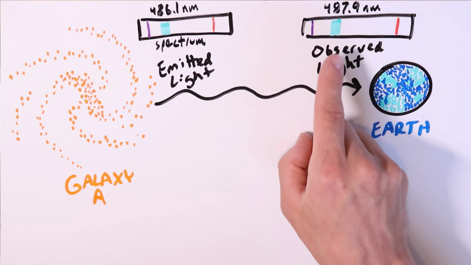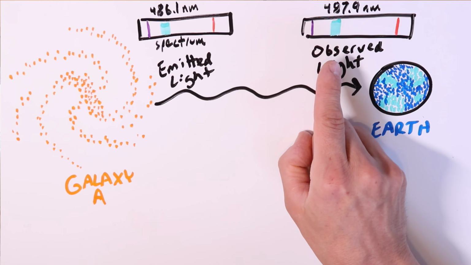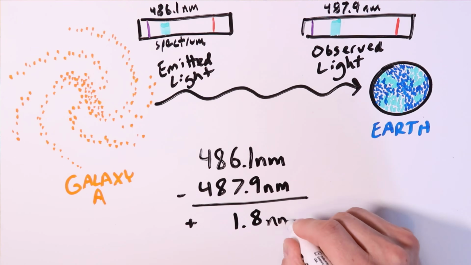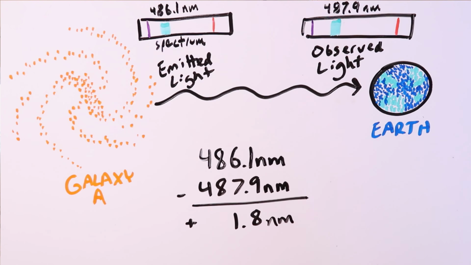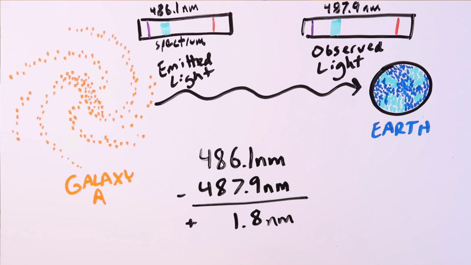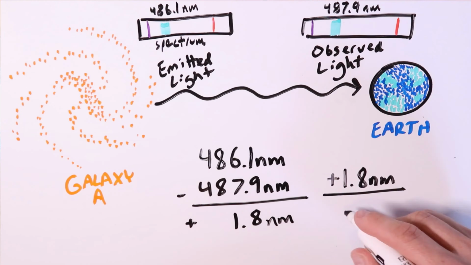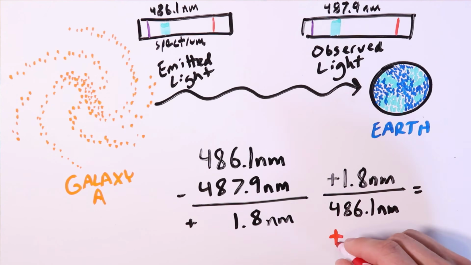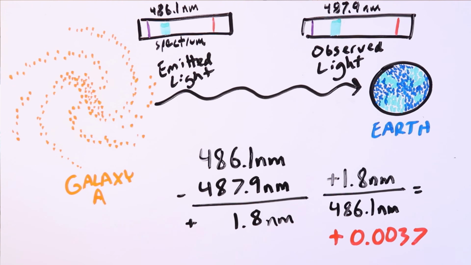But in the observed light, by the time that that light has traveled through space between that galaxy and Earth, we find that same emission line at 487.9 nanometers. The difference between these two values is positive 1.8 nanometers. The sign is important because it tells us what direction the galaxy is moving. In this case, the observed wavelength is larger than the emitted wavelength, so we give this difference a positive value. By taking this positive difference and dividing it by our baseline value of 486.1 nanometers, we get the value positive 0.0037. This is called the galaxy's z-value.